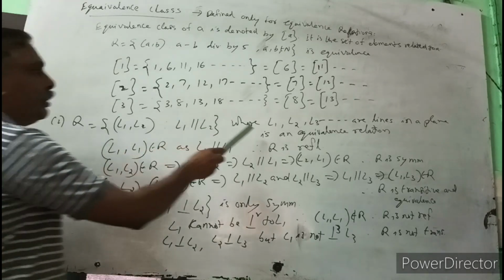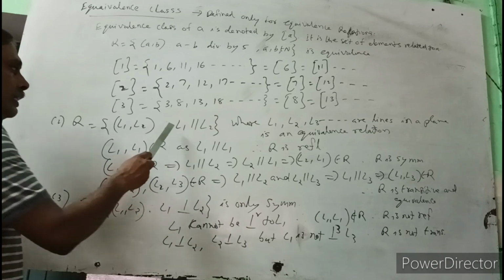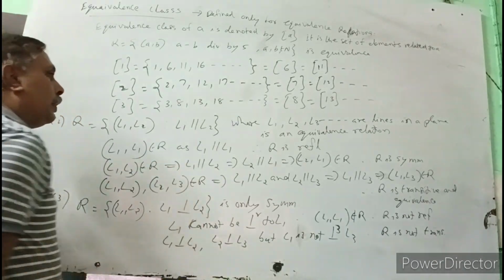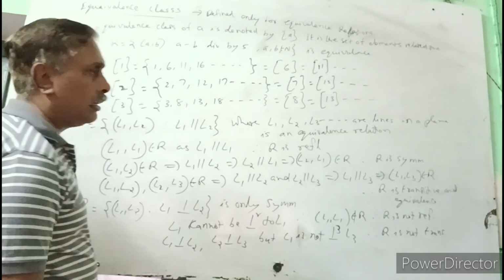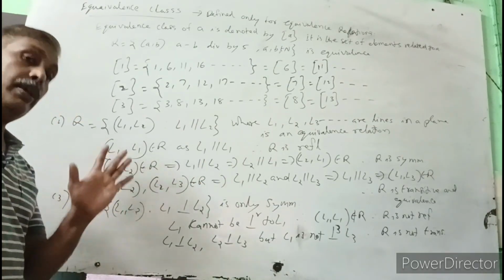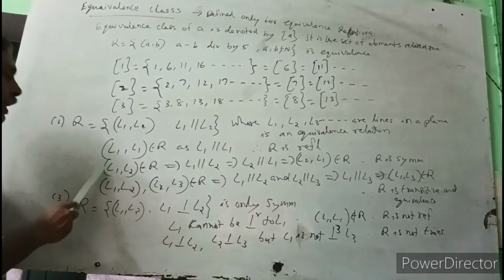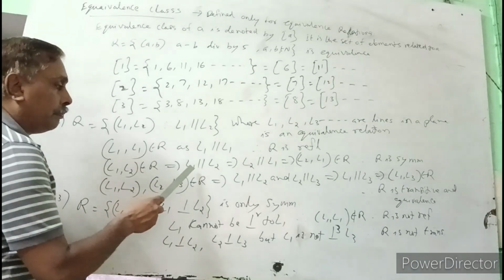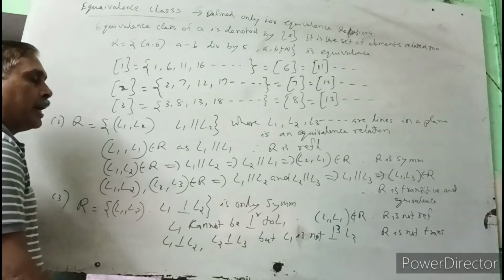Then another example is written now. Suppose L1, L2, etc. are lines in a plane. We are considering lines in a plane such that L1 and L2 are parallel. You will write (L1, L2) in R only when L1 and L2 are parallel. Then it is an equivalence relation because every line is parallel to itself. So (L1, L1) belongs to R because L1 is parallel to L1. Every line is parallel to itself, so R is reflexive. If (L1, L2) belongs to R, then L1 is parallel to L2.